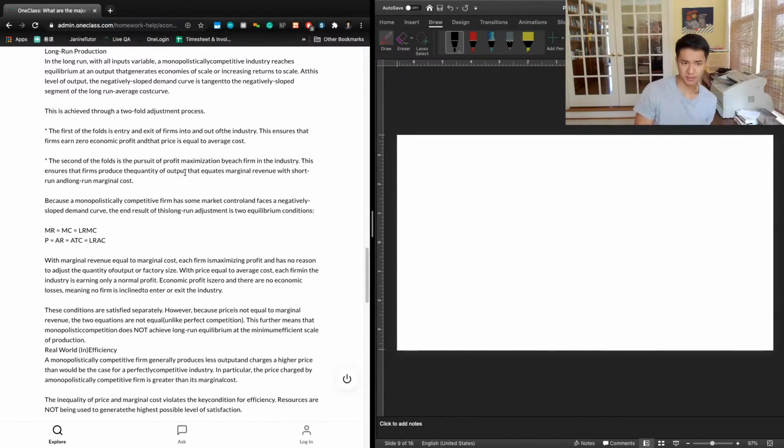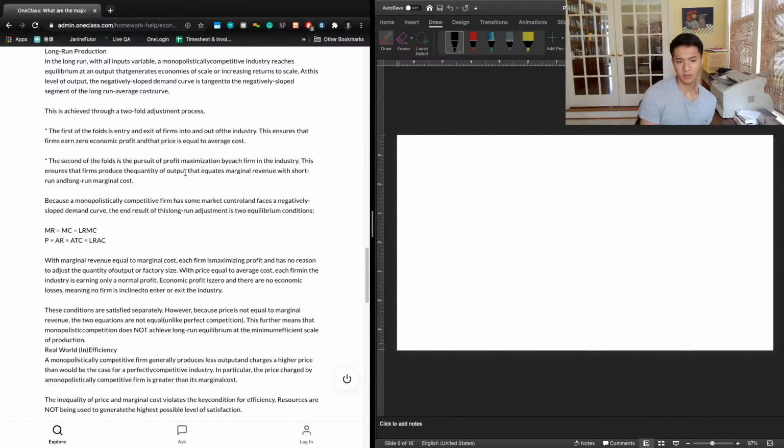Because a monopolistically competitive firm has some market control and faces a negatively sloped demand curve, the end result of this long-run adjustment has two equilibrium conditions. One is marginal revenue is equal to marginal cost is equal to long-run marginal cost, and two is that price is equal to average revenue, which is equal to average total cost and equal to long-run average cost.